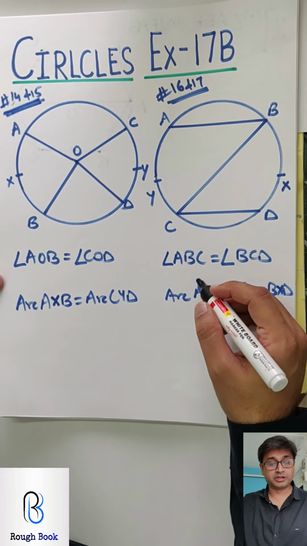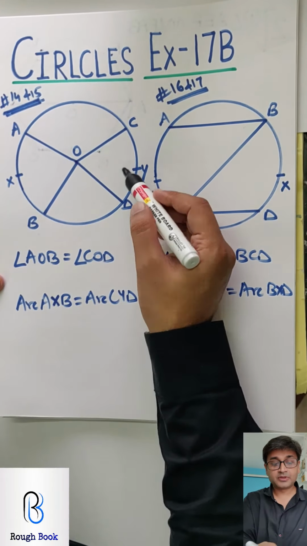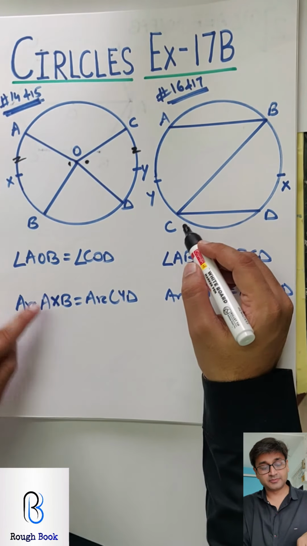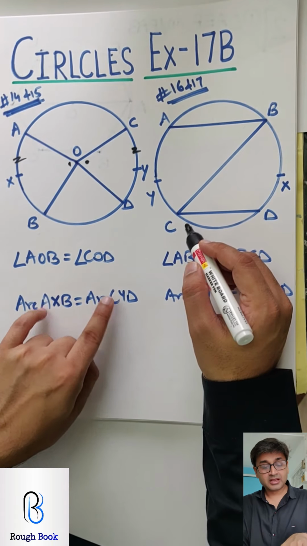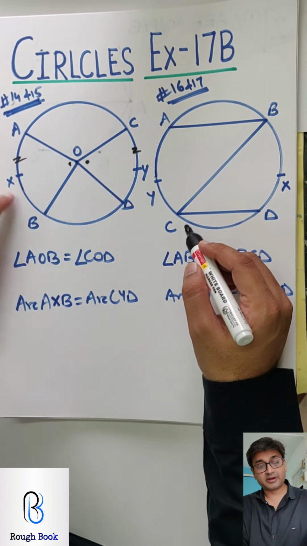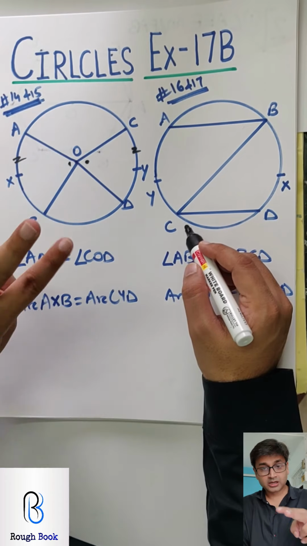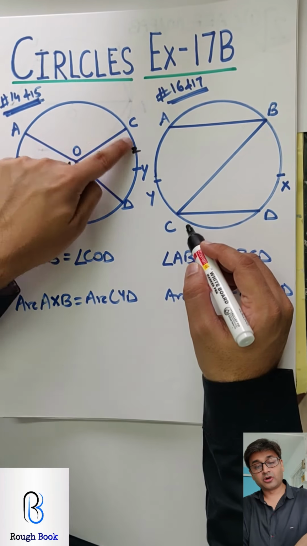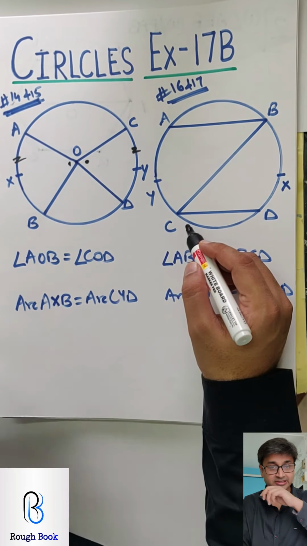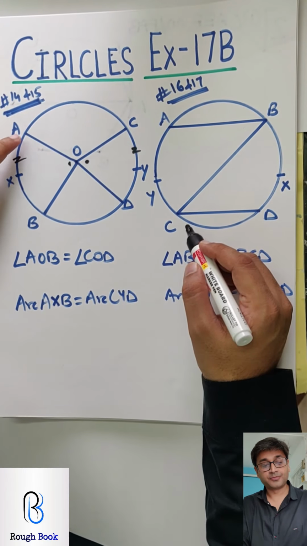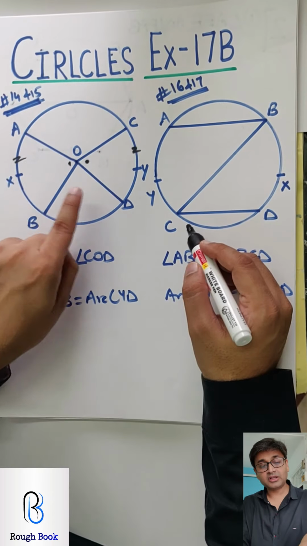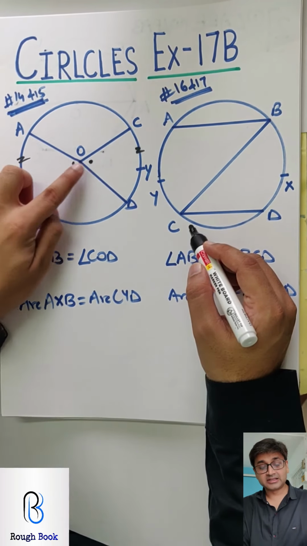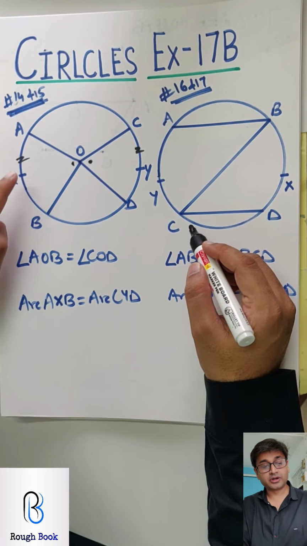So property number 14. Congruent arcs subtend congruent angles at the center. That means if arc AXB equals arc CYD, then the angles formed at the center by these arcs are also equal. Converse of this, congruent angles at the center subtend congruent arcs. I repeat both of them. You will be seeing them down over there. Please learn from there.